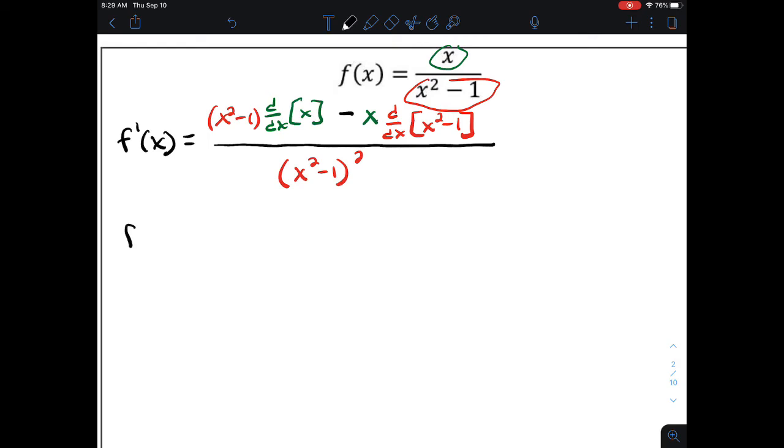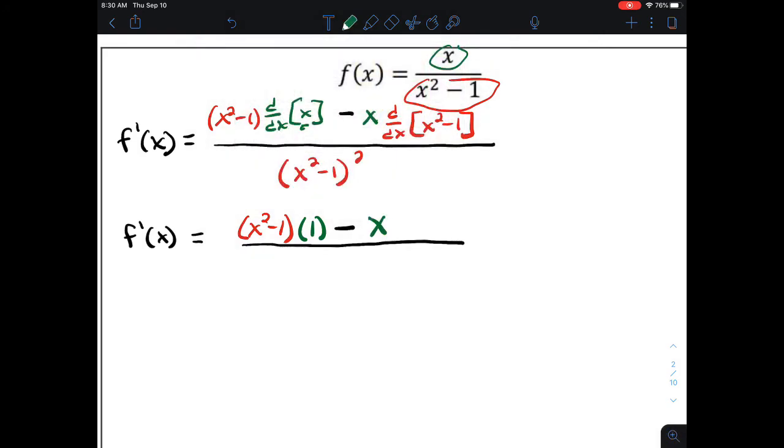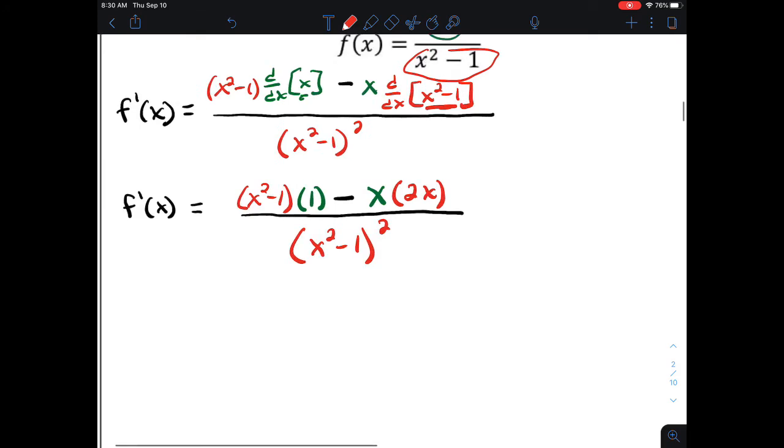Now let's do our derivatives. So f prime of x is going to equal, and let's see, I'd have x squared minus 1 times the derivative of x. Now, the derivative of x is just going to be 1, so times 1. And I'd have minus x times the derivative of x squared minus 1. The derivative of x squared minus 1, that'd be 2x minus 0, so I just write 2x, all over the denominator squared.